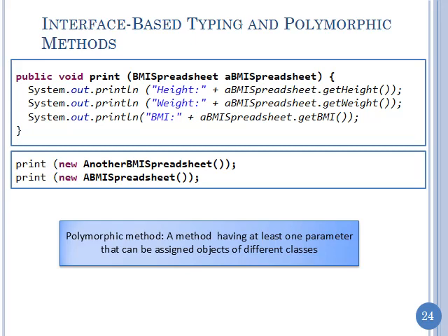Okay. So, anybody heard the term polymorphism in your previous class? One person? In the context of inheritance, perhaps? This also applies in the context of interfaces. The whole idea is that you can have a method that works on instances of different classes. And that's what this does. So a polymorphic method is a method having at least one parameter that can be assigned objects of different classes. So this is a polymorphic method. And by typing using interfaces, you allow someone to write polymorphic methods.